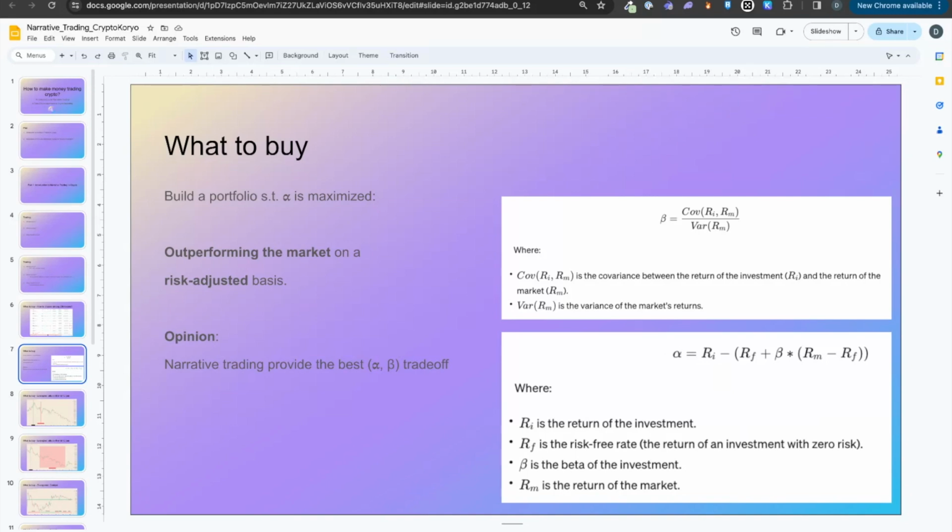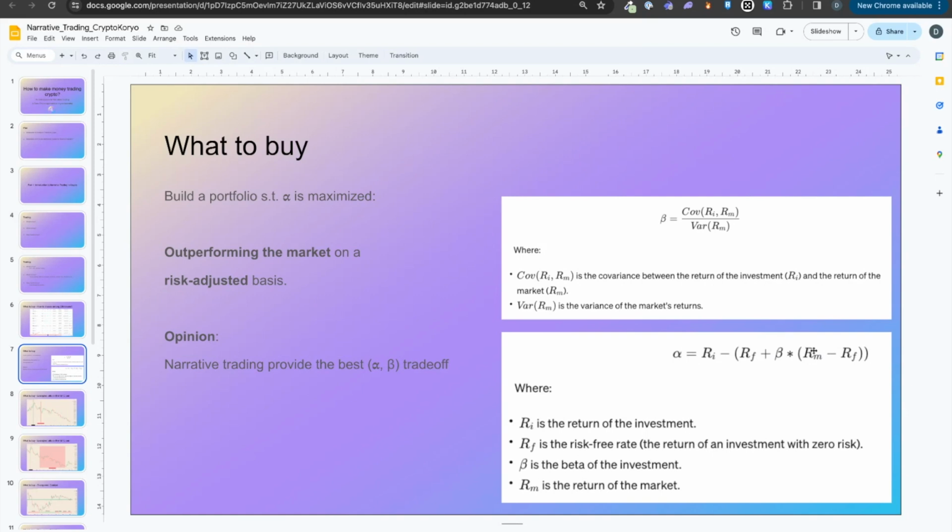So here we have ROI, which is the return of the investment, and RF, the risk-free rate, which in crypto we don't really have, but let's suppose that lending stablecoins on, for example, Aave is our risk-free rate, although it's not risk-free, but it generates something, let's say around 5% per year. And then we have the beta, which we can think about as the correlation of our investments to the market and the volatility. And we have, finally, the return of the market.